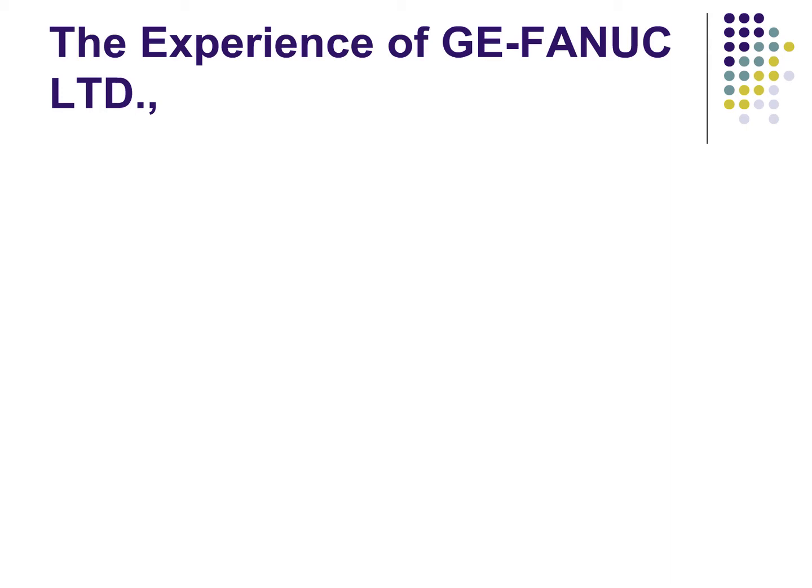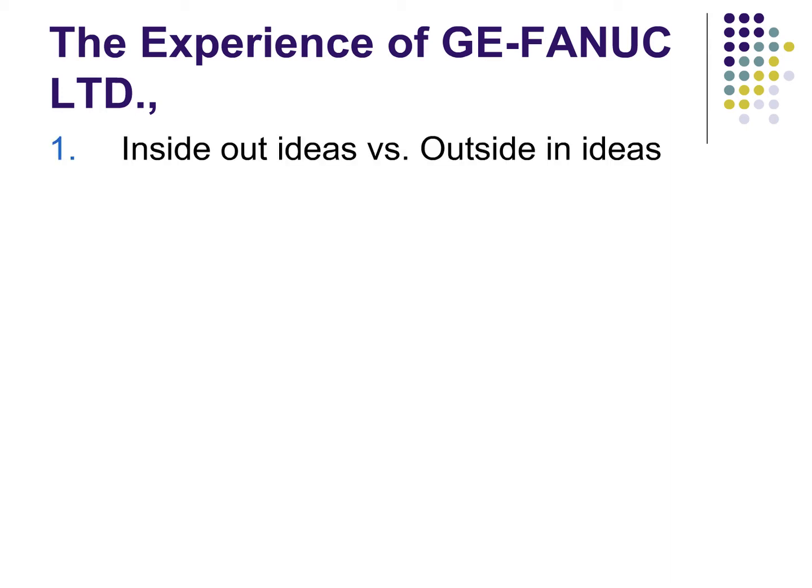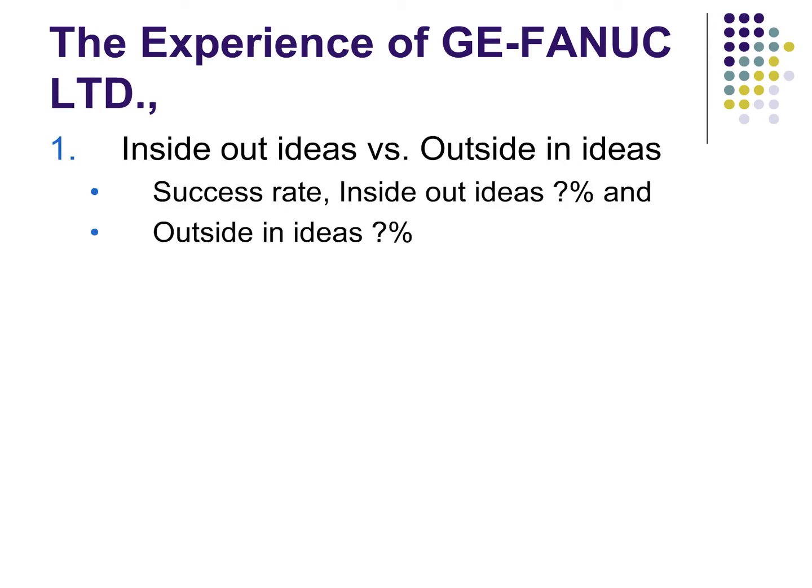Ch05 is a General Electric and Fujitsu automation numerical control machine company. That's a joint venture between the famous American and the famous Japanese companies. Their experience shows this: if the product idea is from inside the company versus from outside the company, what would be its success rate? The success rate for inside the companies versus outside.